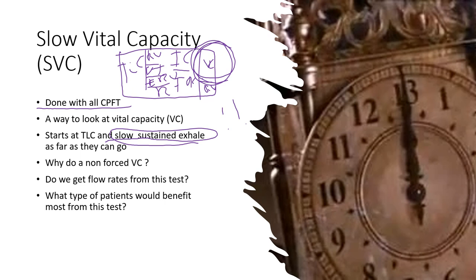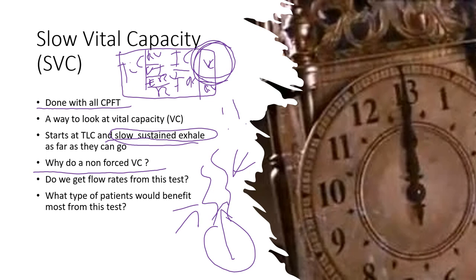So why would we do a non-forced one? Why wouldn't we just have them blow as fast and as hard as they can? Why would we do a slow vital capacity versus a forced vital capacity maneuver? Well, one of the best things that we can look at here is, hey, what happens to the lungs if you exhale forcefully and fast. If you have really floppy airways, let's say from emphysema or chronic bronchitis, smoking that caused destruction of the walls of your airways, especially your medium to small airways. What's going to happen if you exhale really fast is these areas will create suction and close. So you have premature closure of those airways.